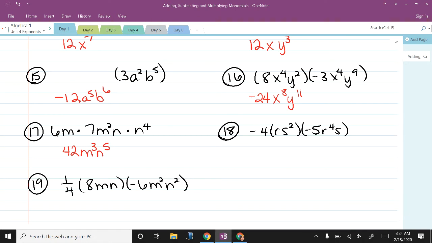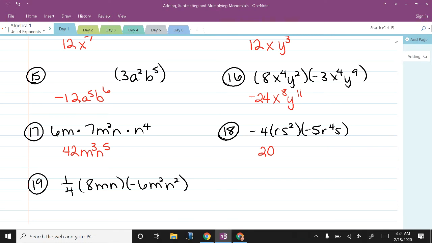All right. What do we do first on number 18? It looks a little weird. Just multiply, right? What are we going to multiply first on number 18? The numbers, right. Negative 4 times negative 5. A negative times a negative is a what? Positive. So that's positive 20. Y'all agree? And then you just do your R's and S's.